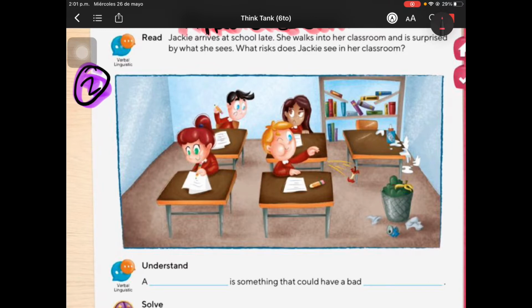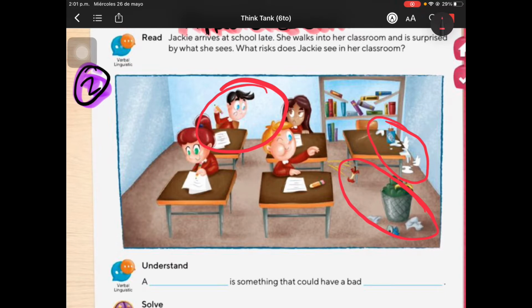Well, first of all, we can see this. Trash lying all around the floor. Second of all, this glue lying around a desk and even spilling on the floor. We can see here someone that is cheating. Wow, he's trying to actually see the answers on his classmates' evaluation.